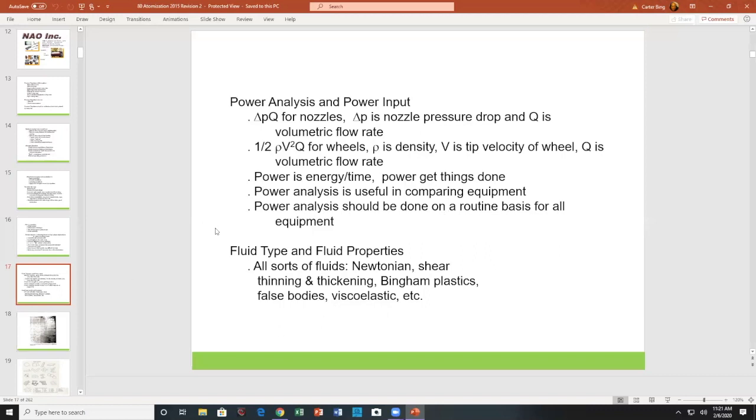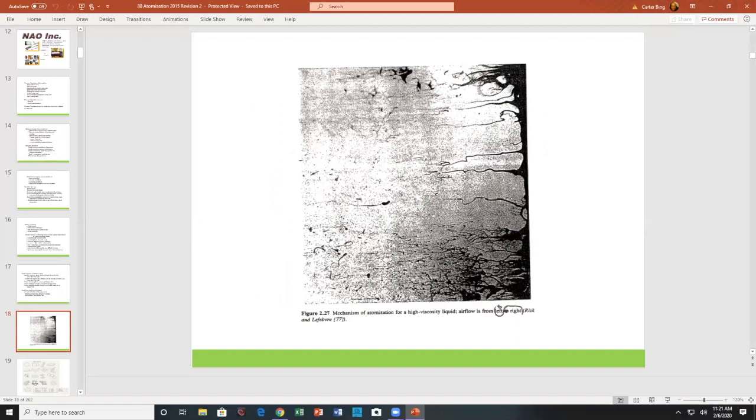Now, the fluid types are all sorts of things. You have Newtonian, shear thickening, shear thinning fluids, Bingham plastics, false bodies, and viscoelastic fluids. Here's a viscoelastic material. You spread it out in a long string, and then hopefully it will break. But actually, in this case, it may spring back due to elastic effects and make a large drop. Not at all what you would anticipate.